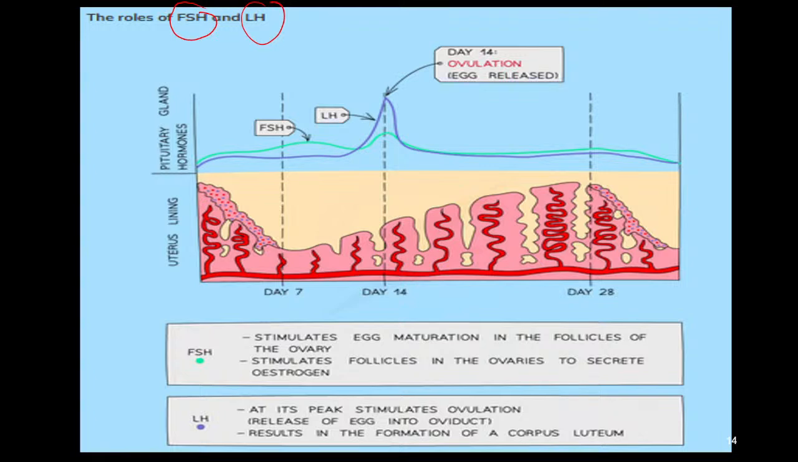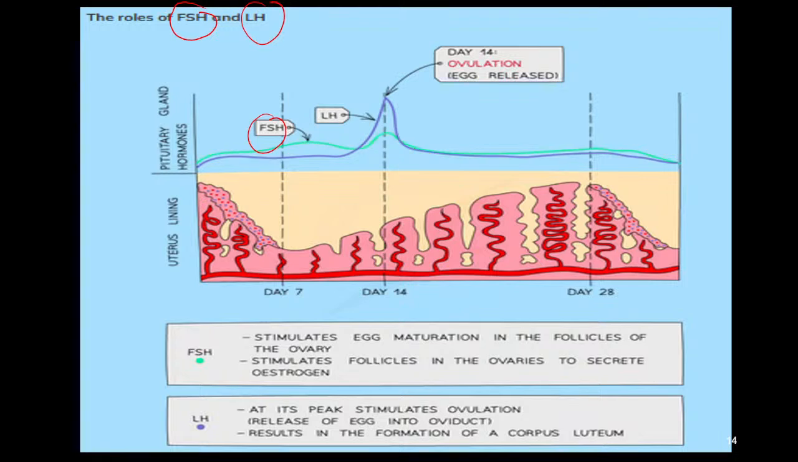So FSH stimulates egg maturation in the follicles of the ovary. It stimulates follicles in the ovary to secrete estrogen. So now this is FSH. Okay, so FSH. Then we have LH.